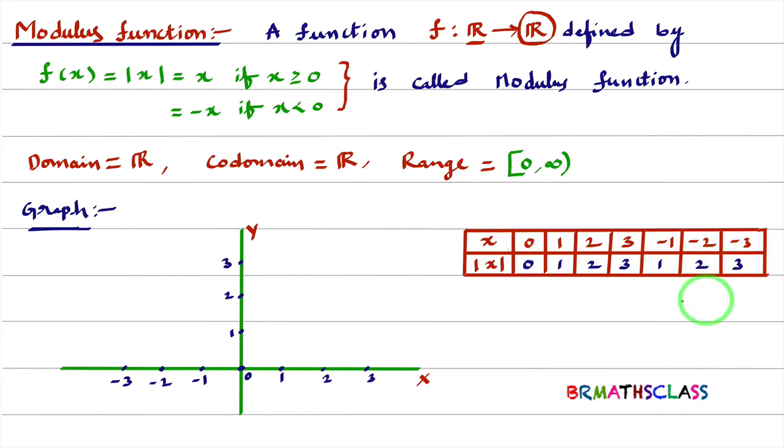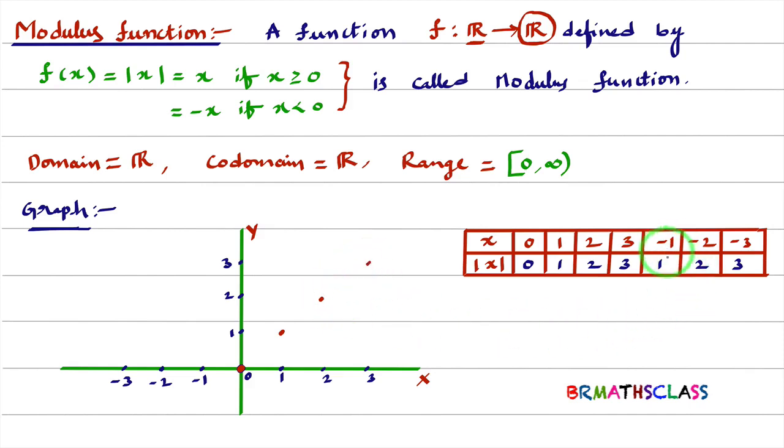Now, I'll plot all these points. First point is 0, 0. Where is the point 0, 0? You can observe this is the point 0, 0. Now, the point 1, 1. Here is the point 1, 1. Next point 2, 2. Where is the point 2, 2? Here. You know how to plot points on the graph paper. Now, the point 3, 3. Here. This is the point 3, 3.